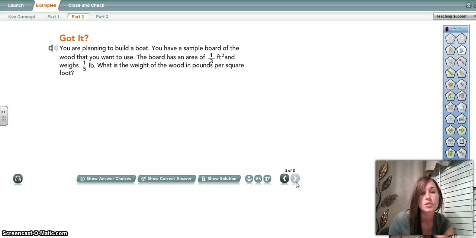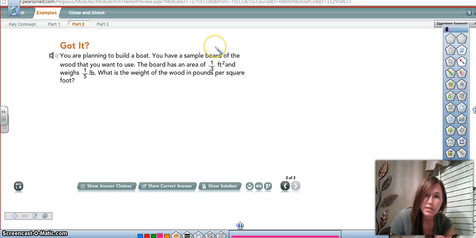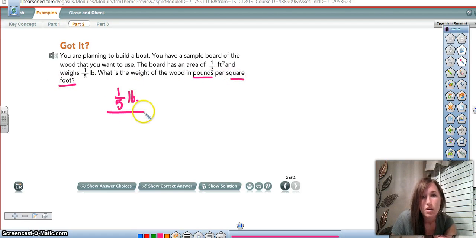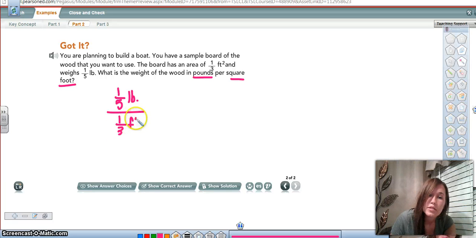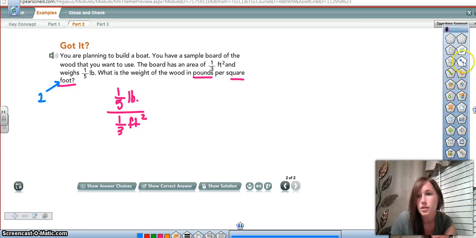You're planning to build a boat. You have a sample board of the wood that you want to use. The board has an area of 1/3 feet squared and weighs 1/5 pounds. What is the weight of the wood in pounds per square foot? Read the words carefully. Pounds. That's what we're talking about first. Per square foot. The words will tell you how to order your ratio or rate. So we want to know just how much for a square foot. That's 1 unit rate. We want to know how many pounds for 1?